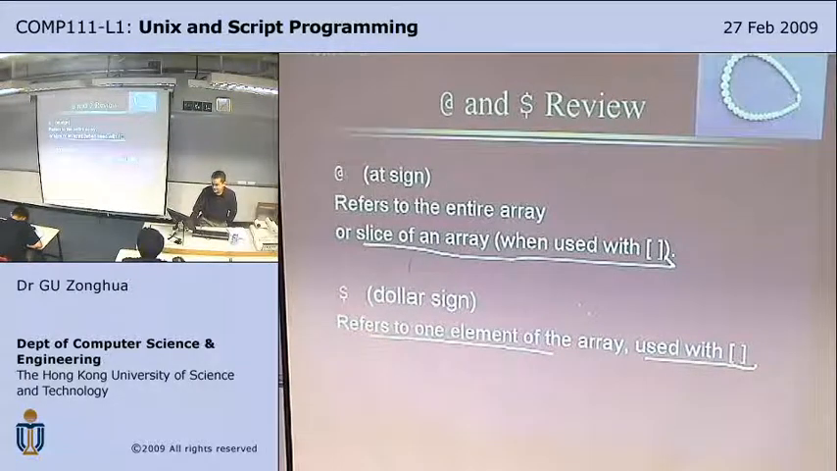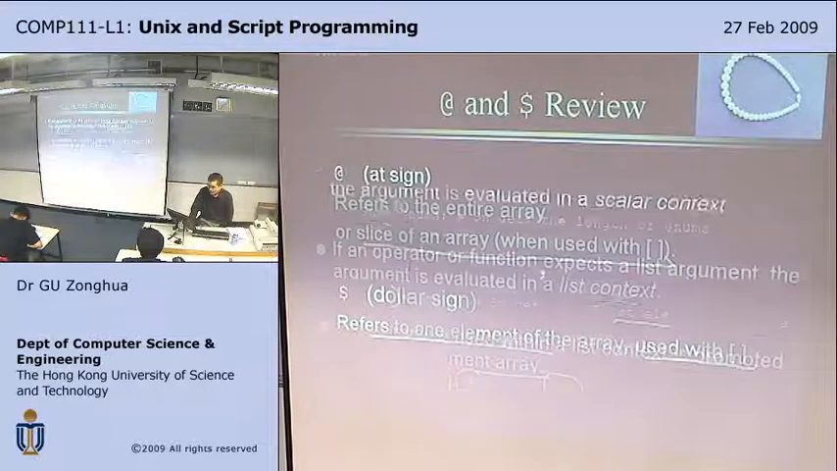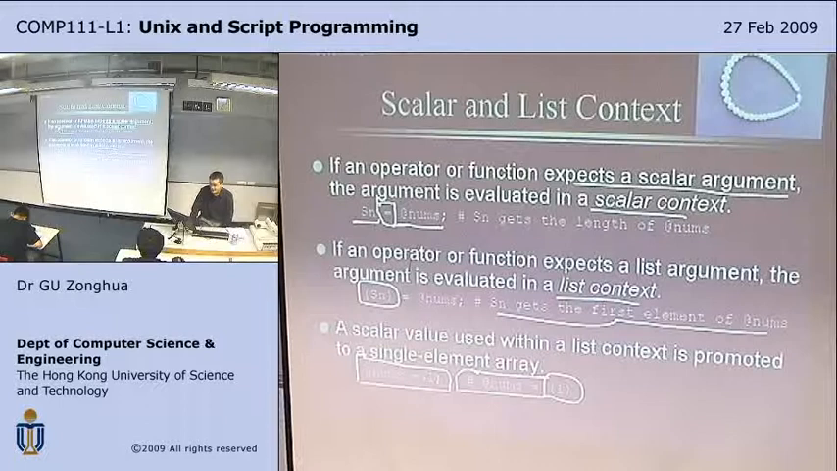So Perl is quite permissive. That is, you can assign a single element to an array and it gets converted into an array with a single element. Like we did before, you assign 1 to an array, then it gets a single element array.